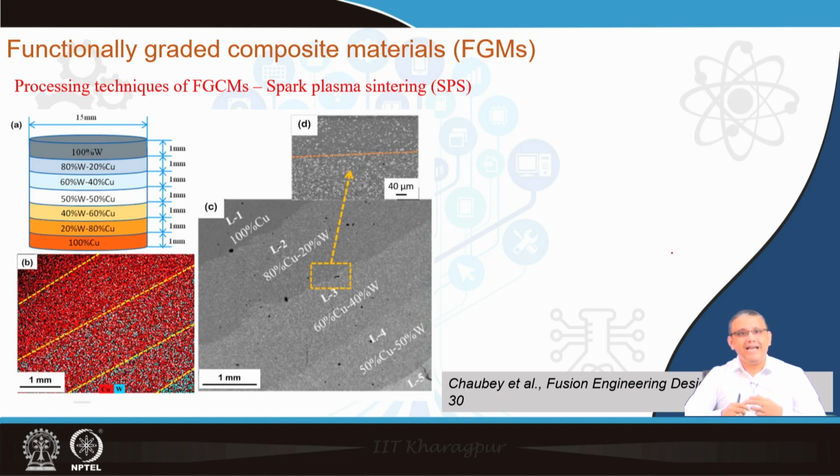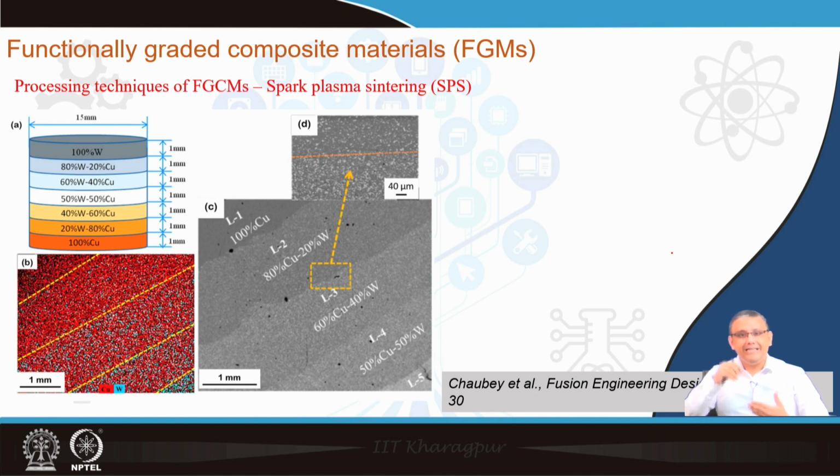So, in this case again spark plasma sintering was used, and you can see that it is a very nice structure, almost 7 to 8 layers were fabricated, with the composition varying from pure copper to pure tungsten. And again we can see in the SEM images a very nice transition from one layer to another, and the interlayer region is the most important point, because if there is any defect in the interlayer region, that might initiate failure from that point.